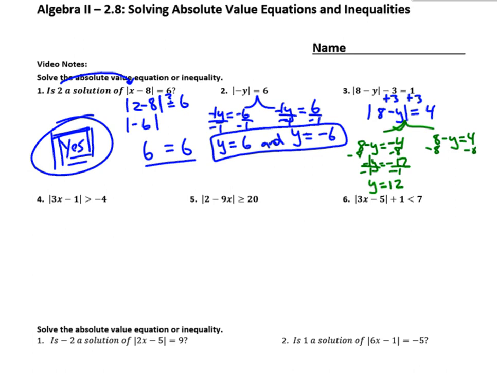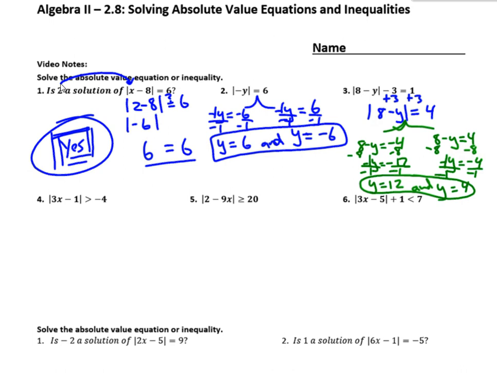Same steps on this one. Subtract 8 from both sides. There's a negative 1 in front, so I divide by that negative 1, and y is equal to positive 4. There's an and in between here. So my two answers are 12 and 4. Those are the two numbers that I can plug in to make this equation come out to be true.